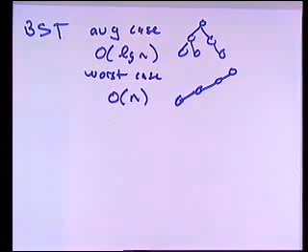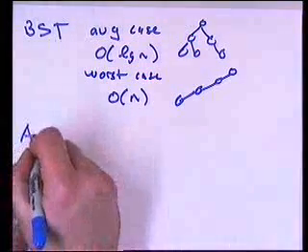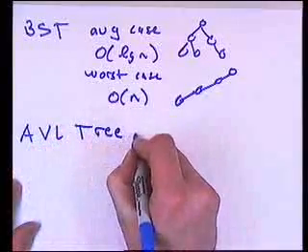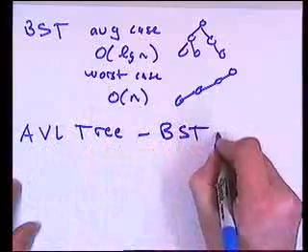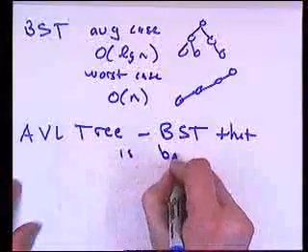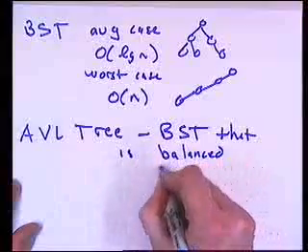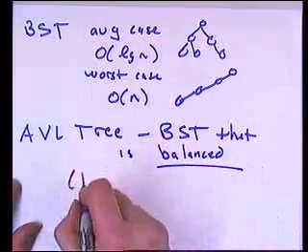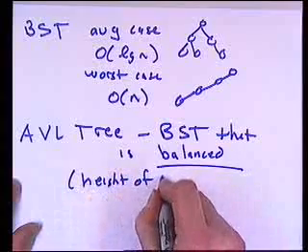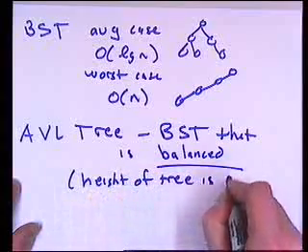So if there was some way of enforcing the top situation, enforcing the idea of this tree being closer to having relatively equal subtrees rather than having a list-like structure, then we could guarantee log n time for these operations, or at least for the binary search tree part of them. And that's going to be the goal we shoot for here when we talk about an AVL tree. We're going to get into exactly what balanced means, but essentially it's going to be a binary search tree that is balanced. And so the consequence will be that the height of the tree is order log n.